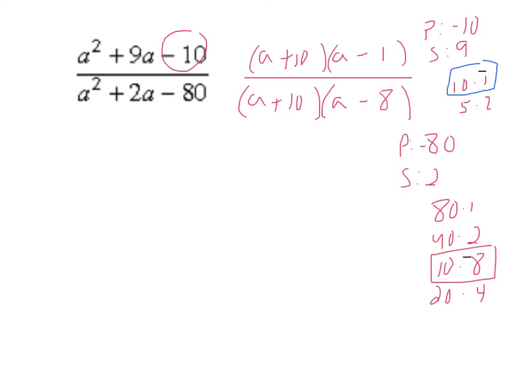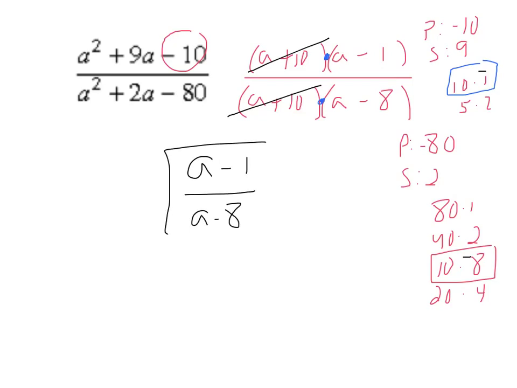You've created now two binomials being multiplied, which allows you to cancel binomials if possible. We have an a plus 10 and an a plus 10, which leaves us with a minus 1 over a minus 8 in factored form. And this is done. And this ends Section 4, Video 3.